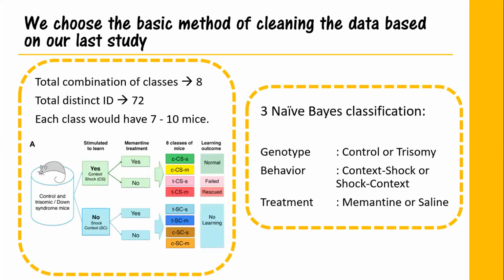In summary, there are 8 combinations in our dataset, and the total listing of mouse ID is 72 mice, or 72 samples. This means that each class would have 7 to 10 mice. Due to the small sample size, we developed 3 naive Bayes classifiers for the listed classes below. So now it becomes a binary classification because each class contains 2 variables. Now Jeff will continue on the following part.